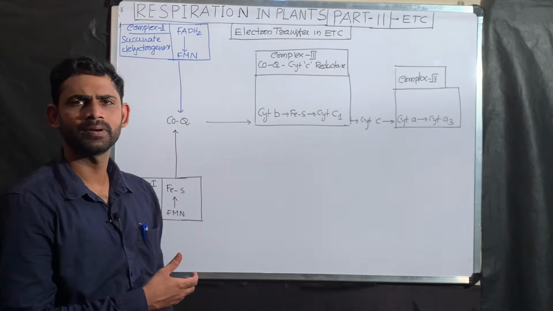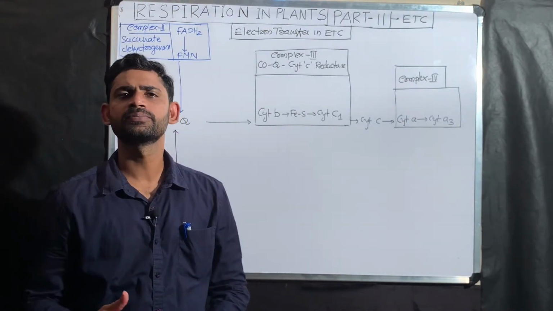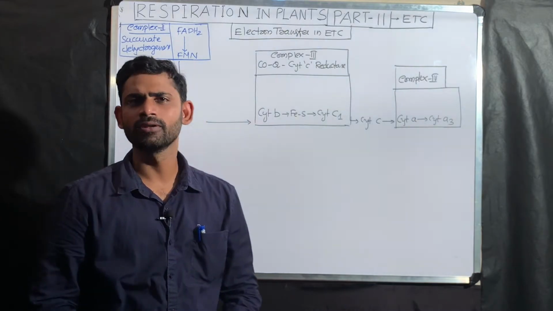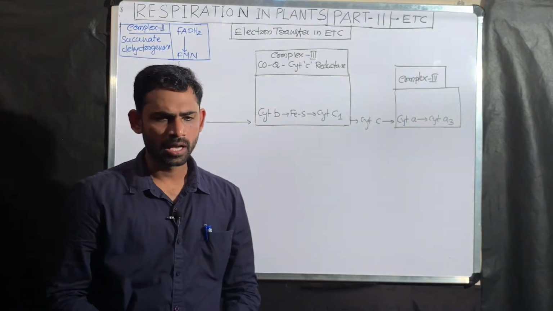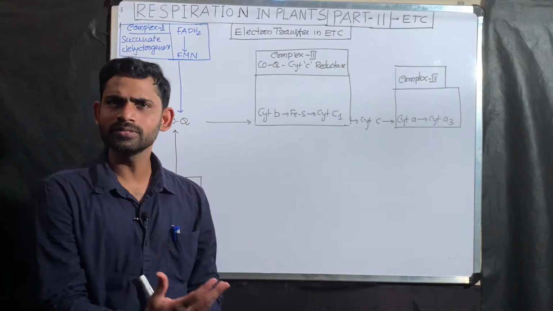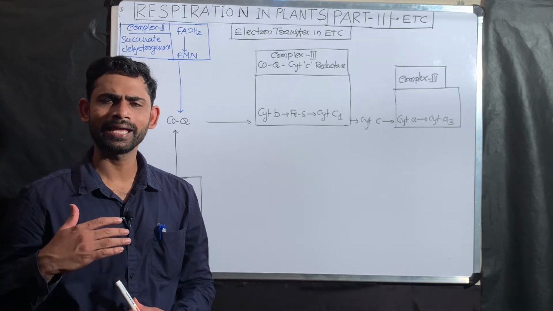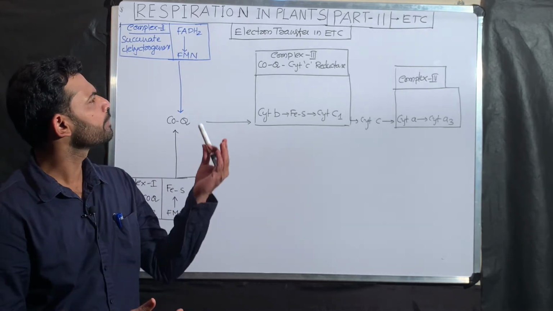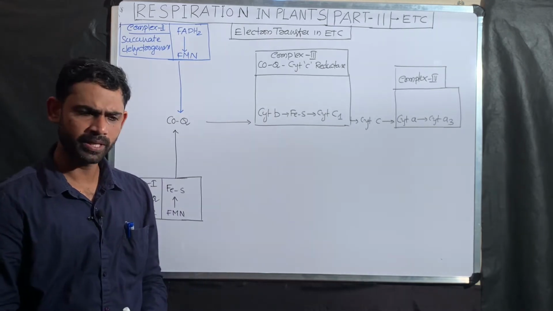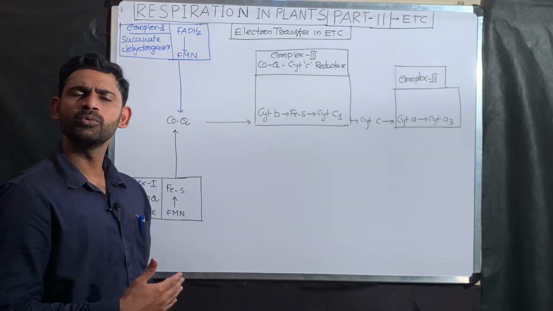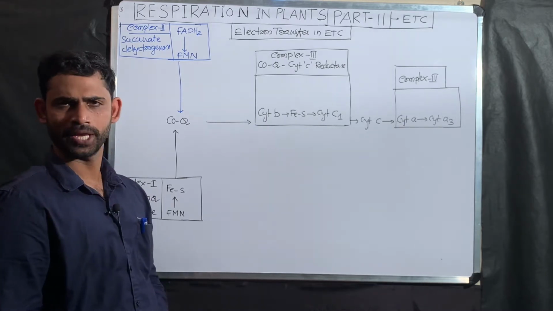In the last part of the electron transport chain, I introduced the different types of enzyme complexes involved in the electron transport chain and the different types of electron carriers. After introducing those introductory concepts, now I can confidently explain the electron transfer in the electron transport chain, meaning how the electrons are moving from one complex to another complex.